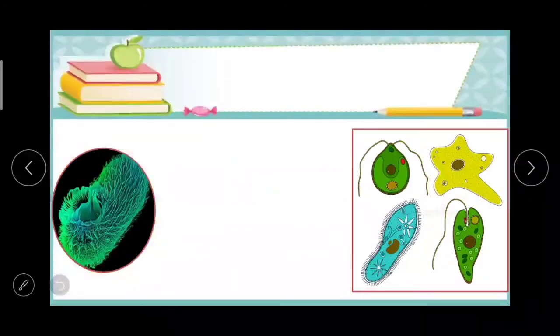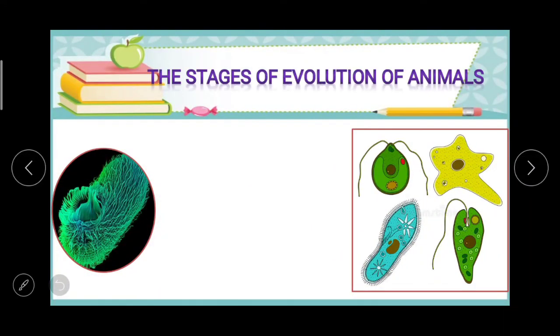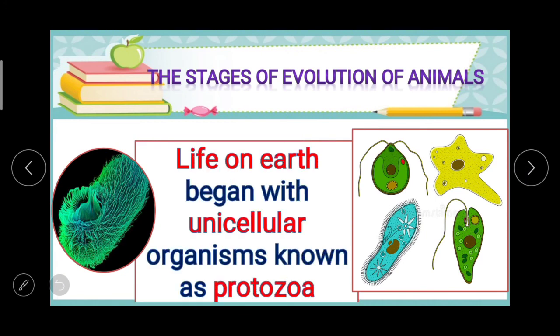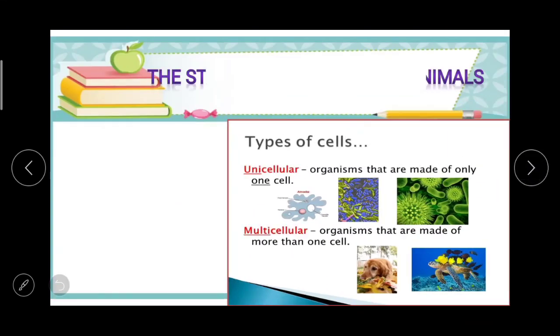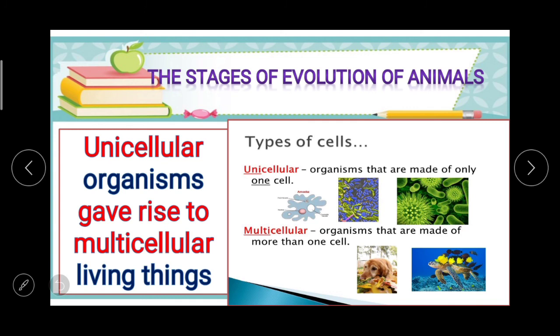Now the next thing in this, the stages of evolution of animals. We have learned in the previous lesson that life on earth began with unicellular organisms known as protozoa. Unicellular, which means of only one cell. About this you have already learnt in detail in the topic life on earth. Then these unicellular organisms gave rise to multicellular living things. पहले unicellular बने एक सेल वाले, फिर उनसे बहुत सारी सेल्स वाले, that is called multicellular living things.